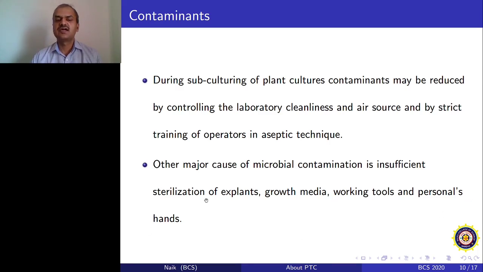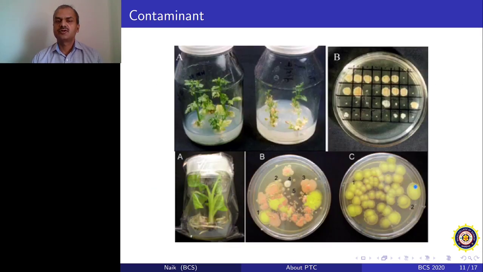Working tools and personal hands are again a larger source of contamination, and therefore they should be clean. The hands should be washed regularly, and then you should work in a laminar airflow. So these are the contaminations. As you can see, this is the bacterial contamination. You can see in these two Petri plates, ooze-like structures. These are very large colonies.